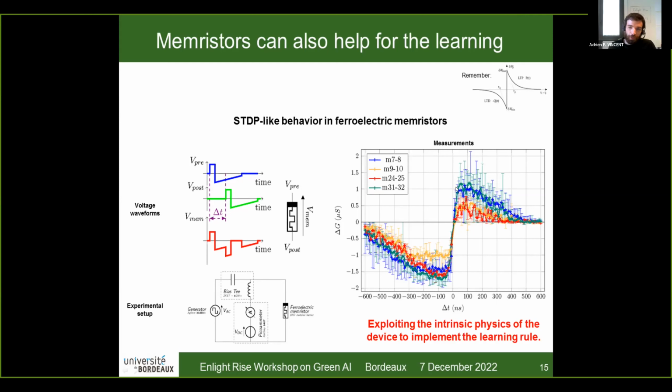You have no computation beyond the physics of the device involved here.